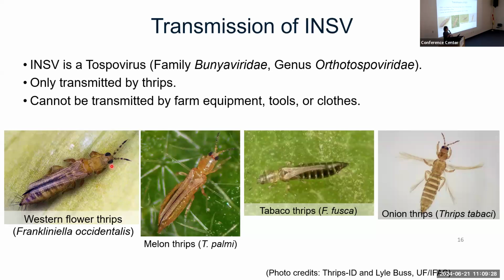And this virus is only transmitted by thrips. It is not going to be transmitted by equipment, tools, or human activities. So thrips is very important, as I mentioned, a key component for this type of virus transmission. And Western flower thrips is the major vector of INSV.